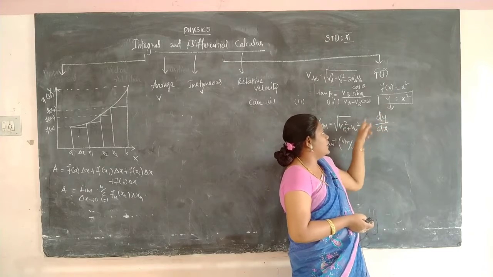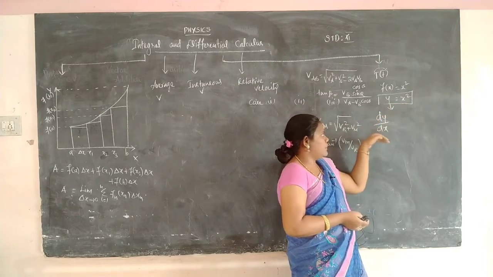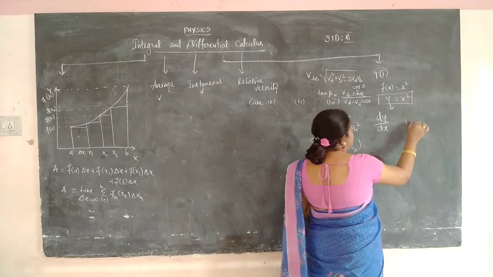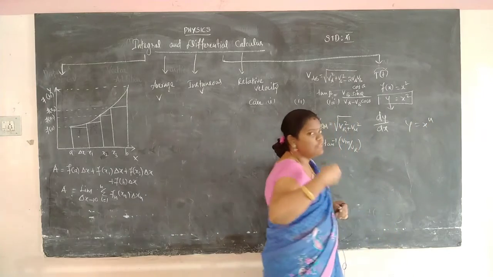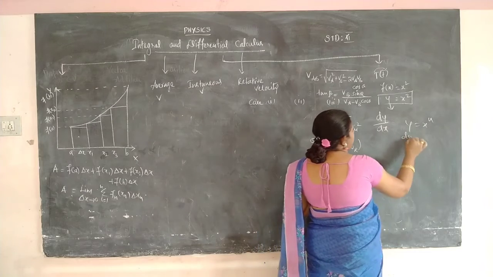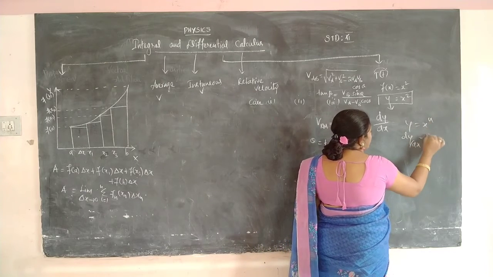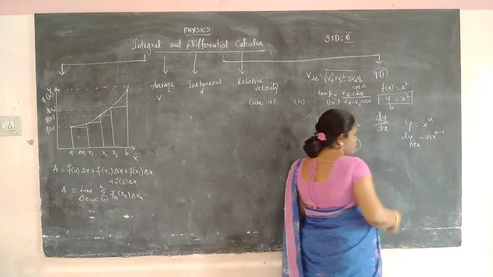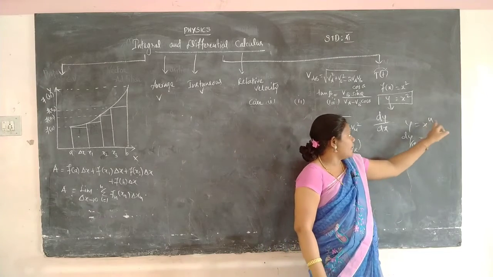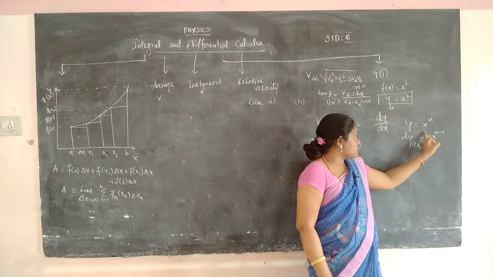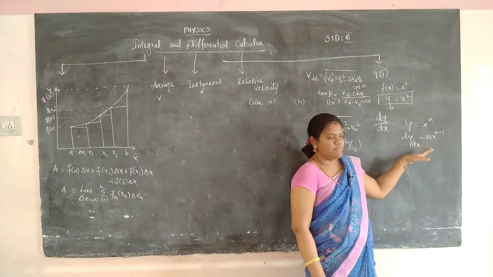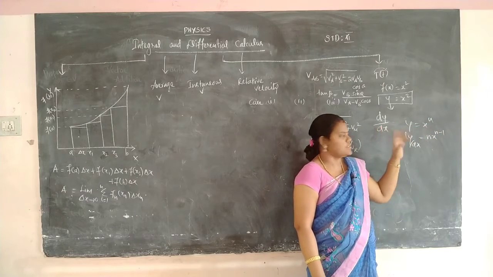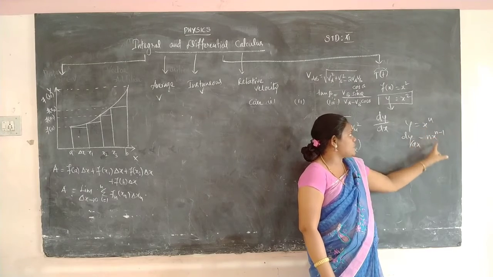So how do we calculate dy by dx in this formula? There are many differential formulas. I will give one example. For example, suppose y is equal to x power n. How do we differentiate? dy by dx is equal to n, taking the power n in front, and the power of x is reduced by 1. This is the formula: derivative of x power n is n into x power n minus 1. This is differentiation. If x has some power, you bring that power to the front and subtract 1 from the power. That is differentiation. So dy by dx is equal to n into x power n minus 1.